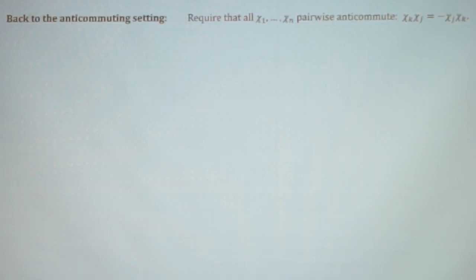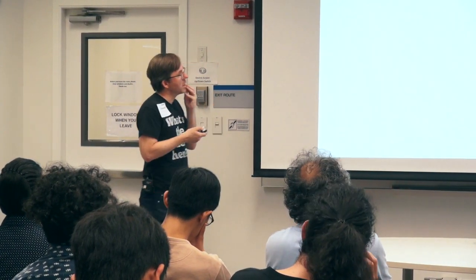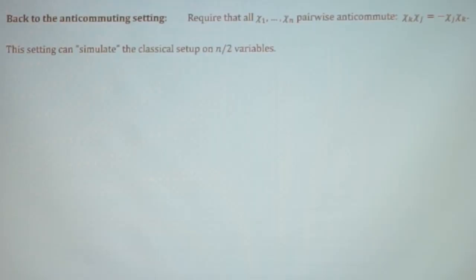Okay, so let me go back now to the setting where all the variables pairwise anti-commute. And one thing I want to say is, the reason I actually kind of harp on this example is it simulates all the other examples that you might study. So what do I mean by this? If you're in the world where all your symbols anti-commute, you can use this to simulate the world where all the symbols commute, and therefore you can use it to simulate the classical problems we discussed in the first half of the talk.